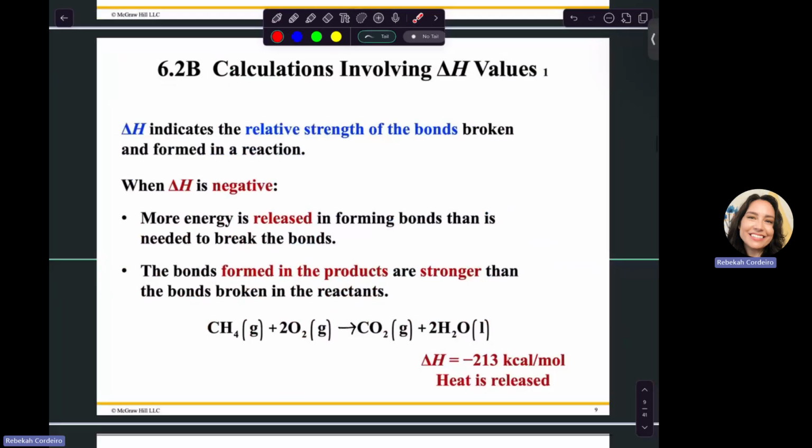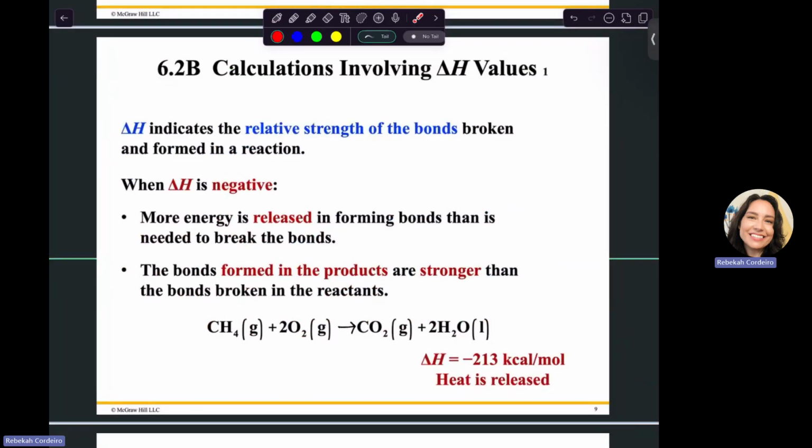So we can do calculations with this, but you have to figure out what bonds you're making and what bonds you're breaking, right? By looking at the Lewis structures. So relative strengths of the bonds: if the delta H, or the change in energy, is negative, that means that heat was overall released, which means product bonds are stronger than reactant bonds. So products are more stable. If you release energy, if it's exothermic, that means your products were more stable than your reactants. And so it'll be harder to go in reverse. It'll be harder to break these bonds because they're going to be stronger.